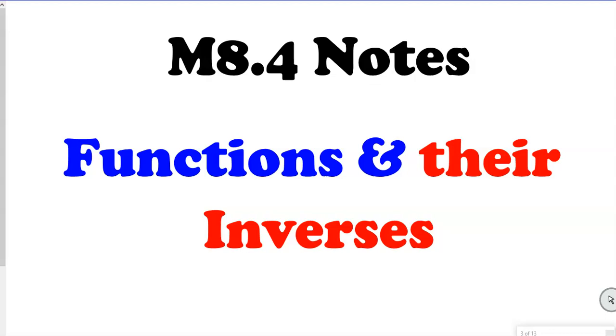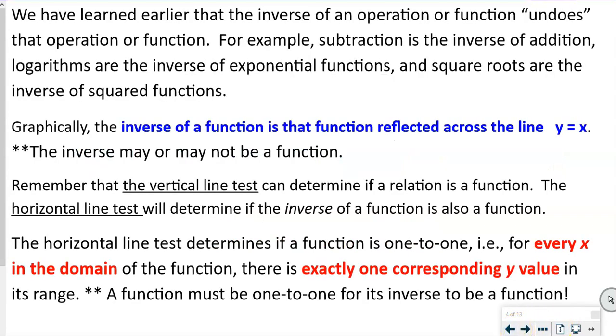So today's video is going to go over functions and their inverses. We've learned earlier that the inverse of an operation or function undoes that operation or function. For example, subtraction is the inverse of addition, logarithms are the inverse of exponential functions, we're going to talk about that soon, and square roots are the inverse of squared functions.